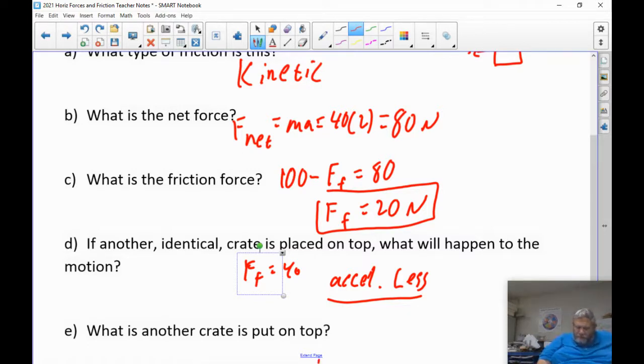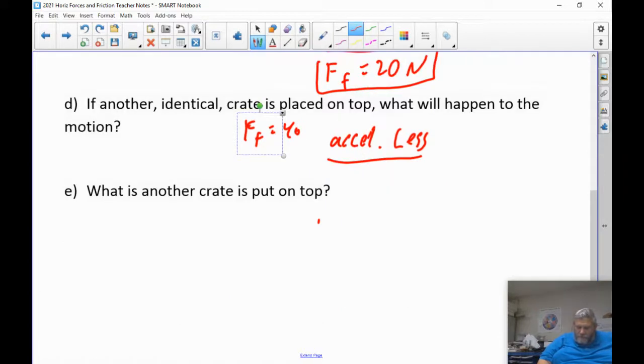And then what if you put another crate on top? Then we're going to go up to a force of friction of 60. All right, 100 is still bigger than 60, but it's going to accelerate even less.